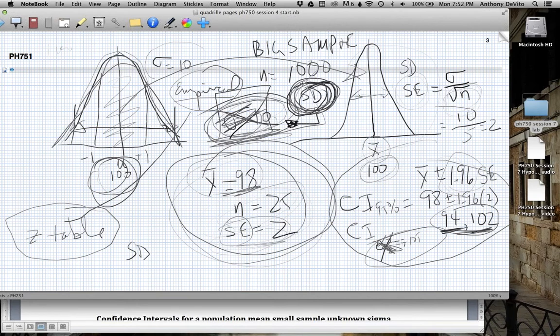So my t-score, instead of 1.96 for a 95% certainty of capturing a mean, might be 2.5, might be 3, might be 2.1, depending on the size of my sample. The bigger my sample is, up to 30, the closer it's going to be to 1.96. The smaller my sample is, the bigger that t-score is going to be to make up for that uncertainty.